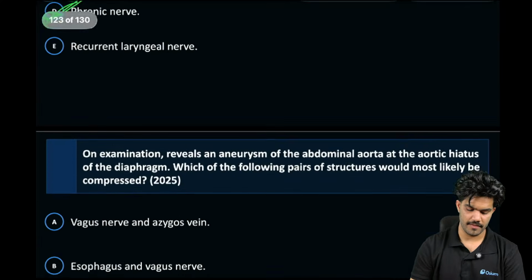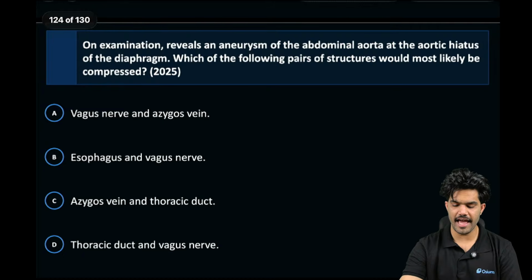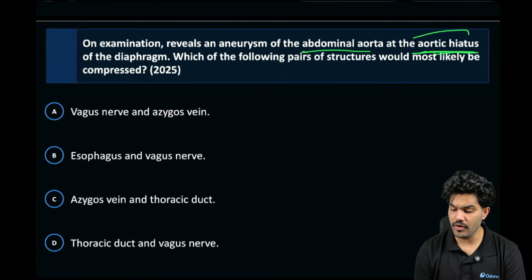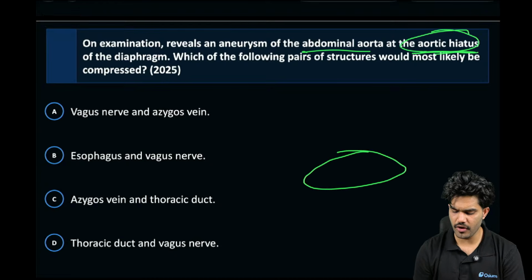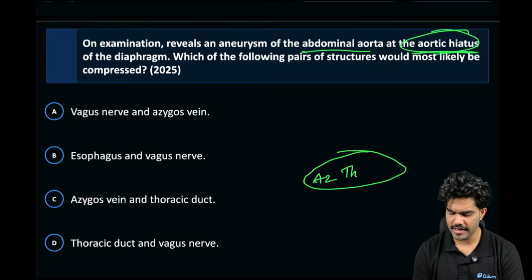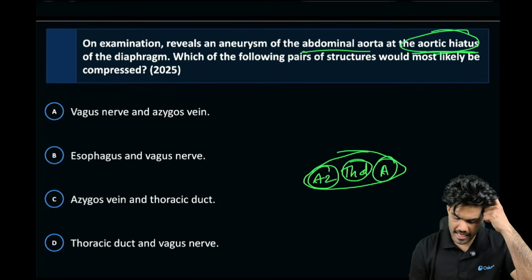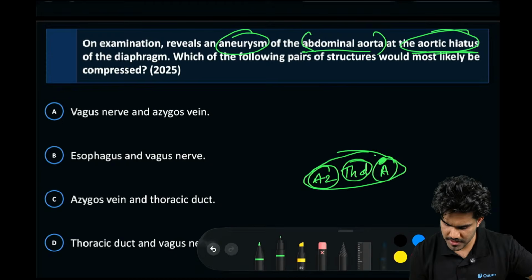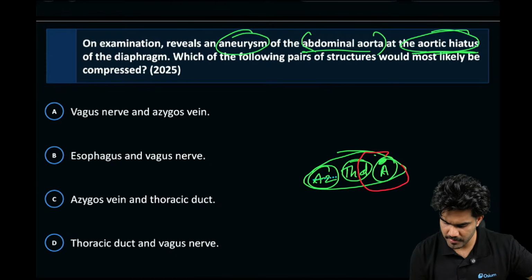D. Now, on examination, an aneurysm of the abdominal aorta was revealed at the aortic hiatus. See, the aortic opening is there. Here we have the esophagus, vein, thoracic duct, and descending thoracic aorta. So this is for the aorta. If there is an abdominal aorta aneurysm, this has bulging. Okay, let me change the color. So this has some bulging of the abdominal aorta.